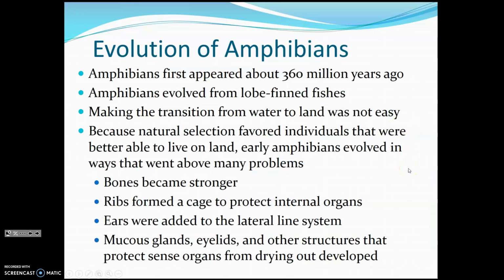When we're looking at the evolution of the amphibians, and there's an image in your notes as well, when we're looking at the fossil record, remember that there are huge gaps in that fossil record. But the estimation is that amphibians appeared in the fossil record about 360 million years ago. And they share that close relationship with the lobe-finned fish, with the coelacanth.